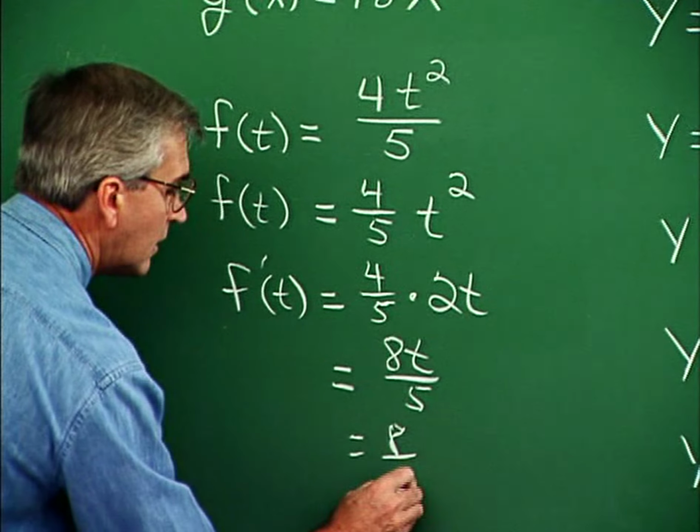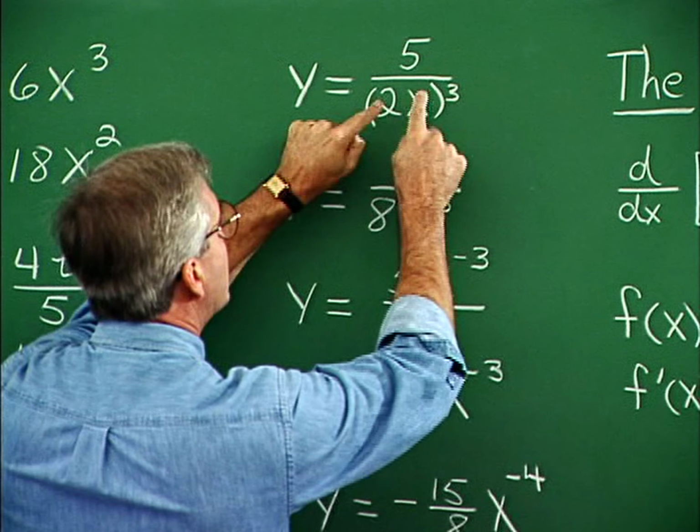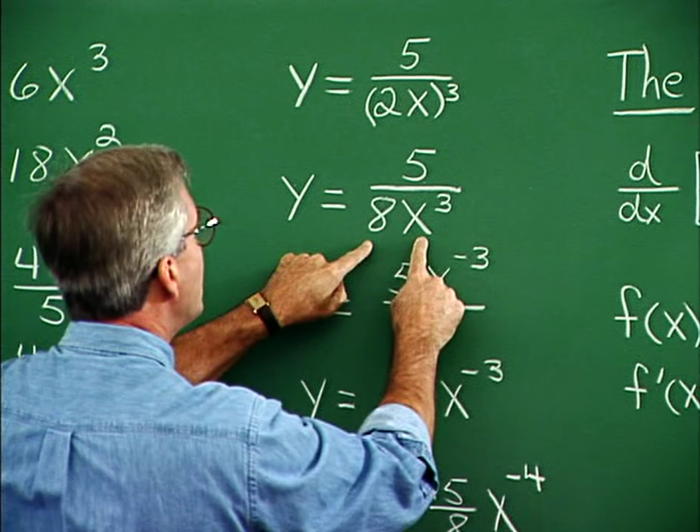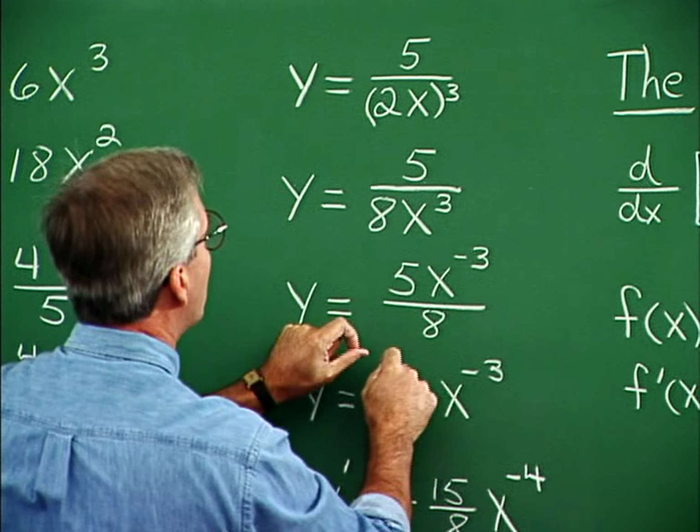Here's one where, let's see, we have y and a fraction. Let's expand and rewrite a little bit. 2x all cubed means 2x times 2x times 2x, that's 8x cubed. And we can kick the x into the numerator by writing it as x to the negative 3. We could think of a distinct coefficient as 5/8 times this x to the negative 3. Now we're ready to take the derivative.